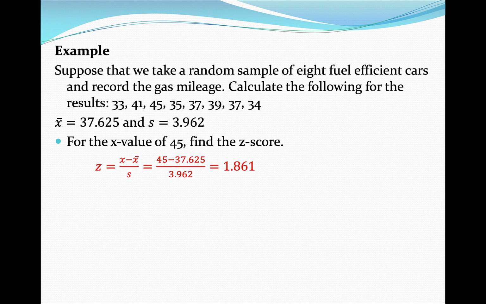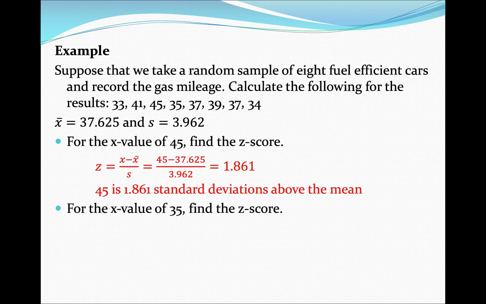So what the z-value tells you is how many standard deviations the observation is away from the mean. In this case, this z-value tells us that this x value of 45 is 1.861 standard deviations above the mean. We know it's above the mean because it's a positive value. If it's a negative value, that means it's below the mean. But the z-value tells you how many standard deviations an observation is above or below the mean.